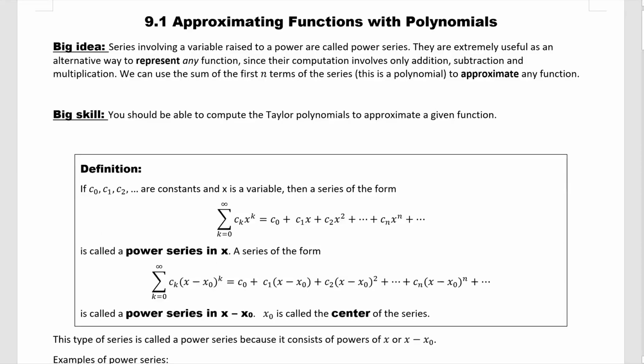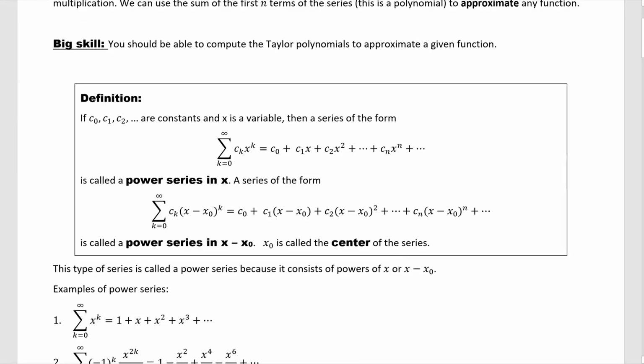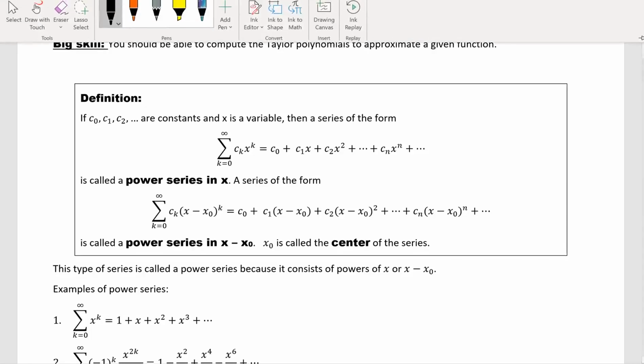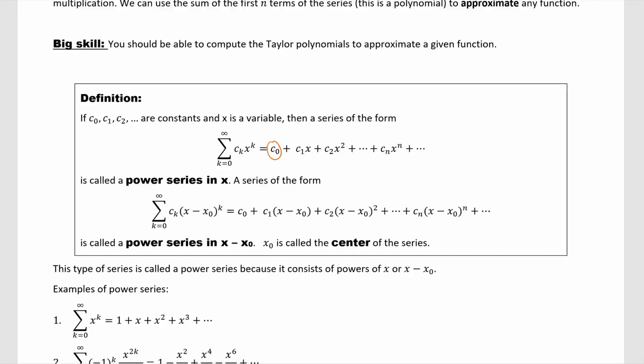Alright, so let's first look at the definition. What is a power series? If c0, c1, c2 are constants and x is a variable, then a series of the form sum of ck x to the k is called a power series in x. And all those c0, c1, c2, c3, all those we call the coefficients. So those are coefficients of x. So you can see we have the powers of x.